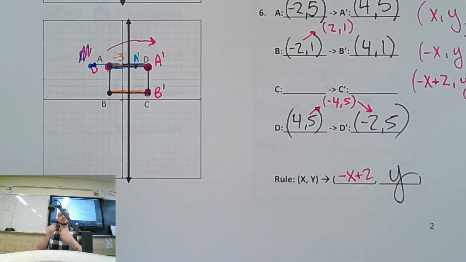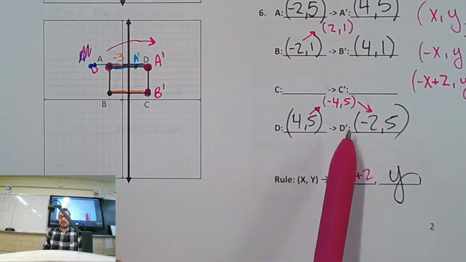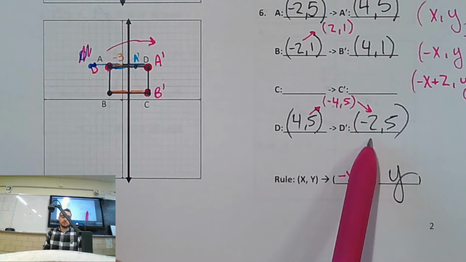Does everybody see how we can write the coordinates down and figure out the rule? We know it's a horizontal flip, so we got to negate the x. And then we have to ask, how do we get from there to there? In this case, add 2. I'm going to do an example that's not on here.